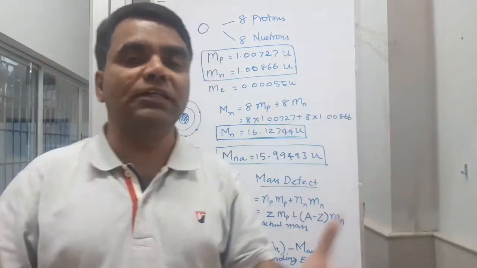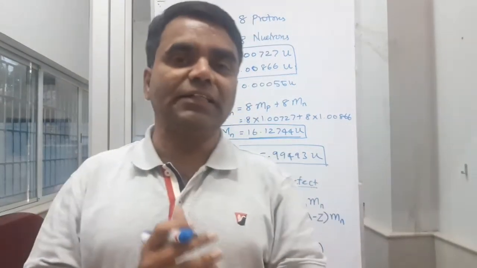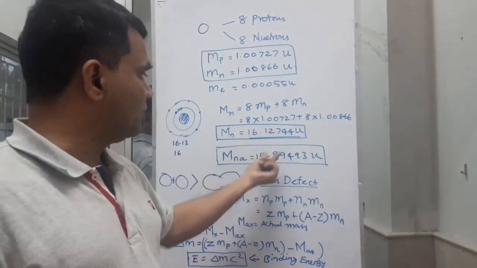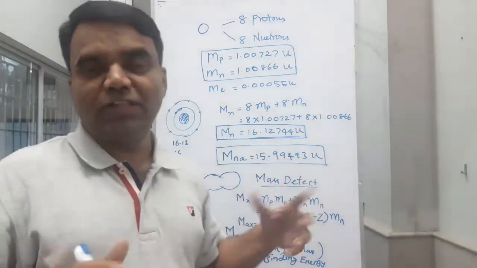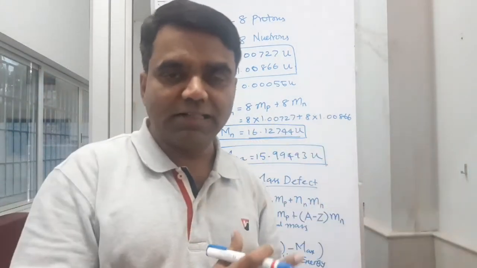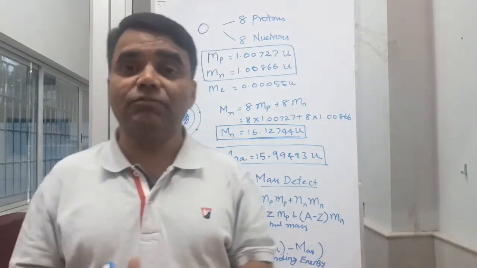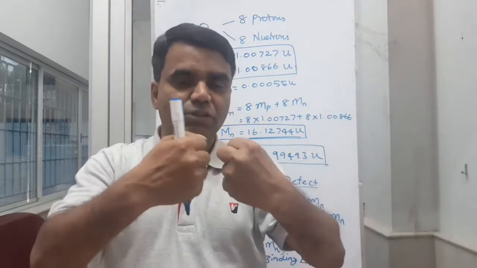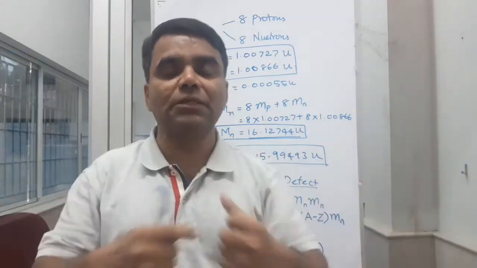Different nuclei will have different binding energy. For example, if you have oxygen, you will have a certain amount of binding energy. If you have nitrogen, that will have a different amount of binding energy. And if you have iron, it will have a different amount of binding energy too, because now there are many things coming together, so each of them will lose a certain amount of mass.